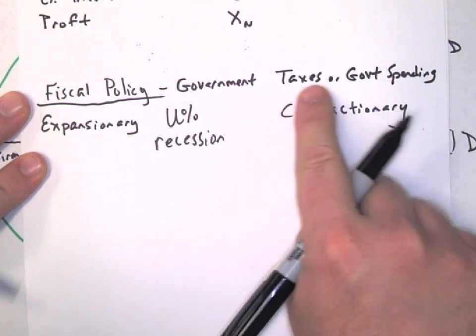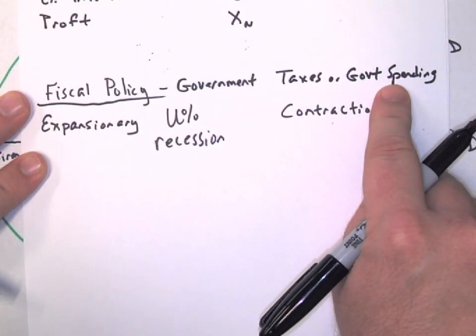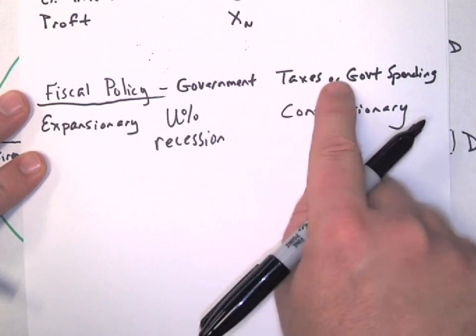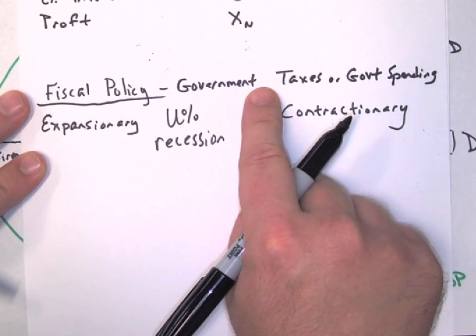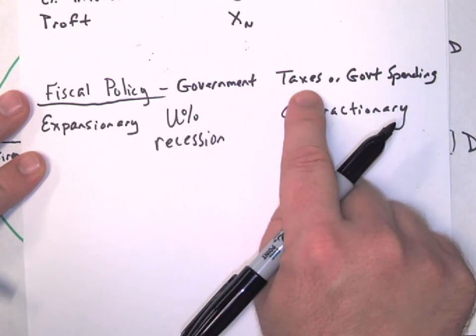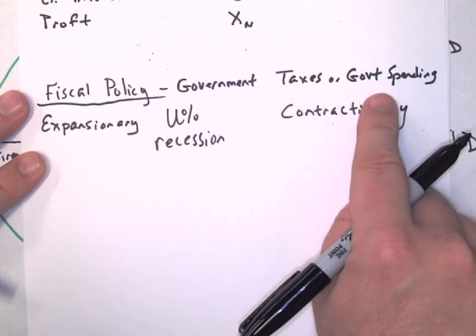These are the only two things the government can do. And Congress is in charge of these budgets. So this is lawmakers, this is government. That's it. That's all they can do. They can raise or lower taxes, or they can spend money or not spend money.